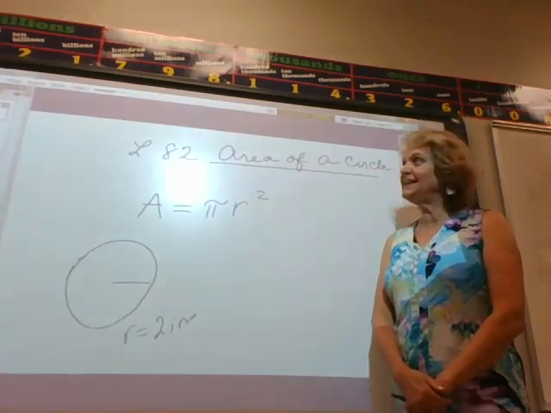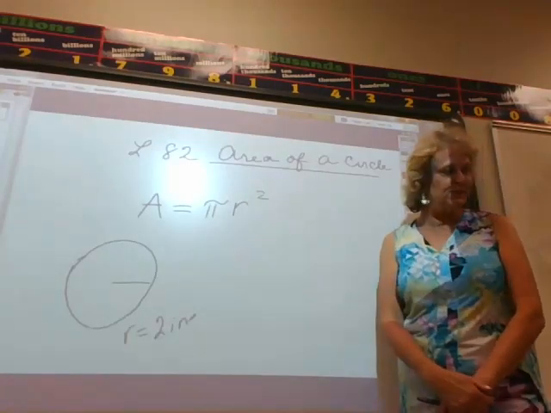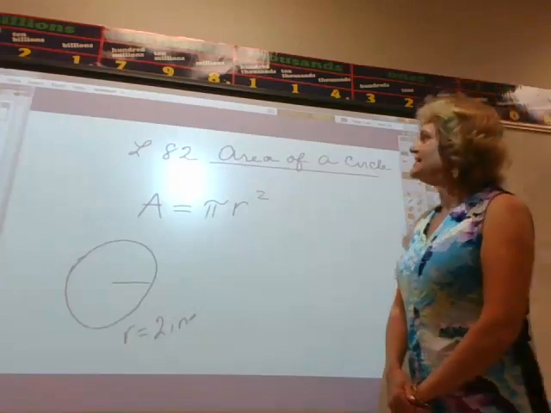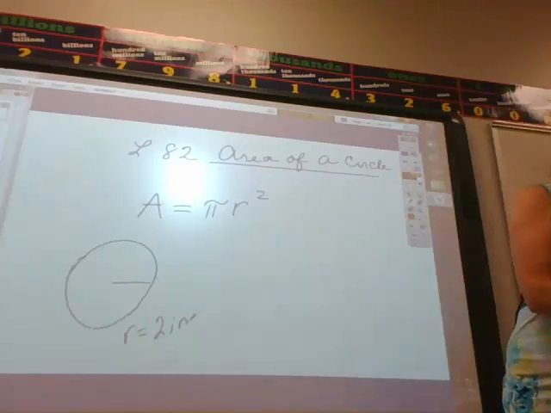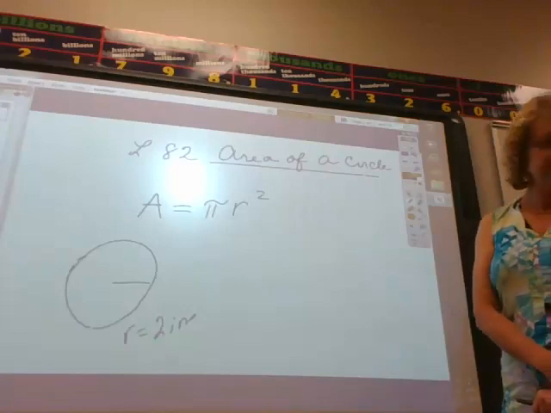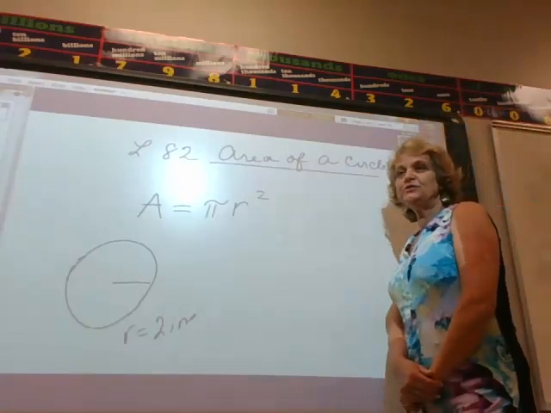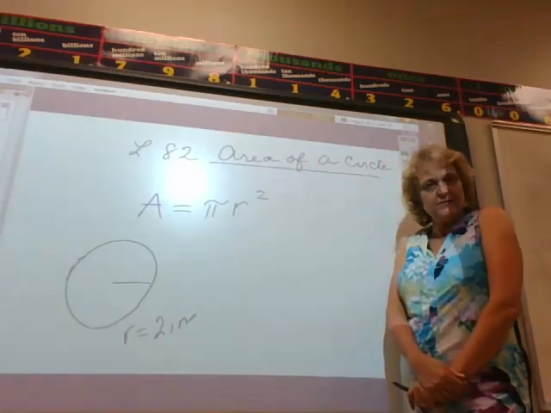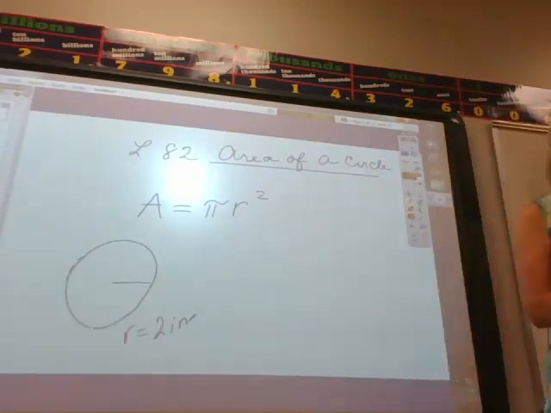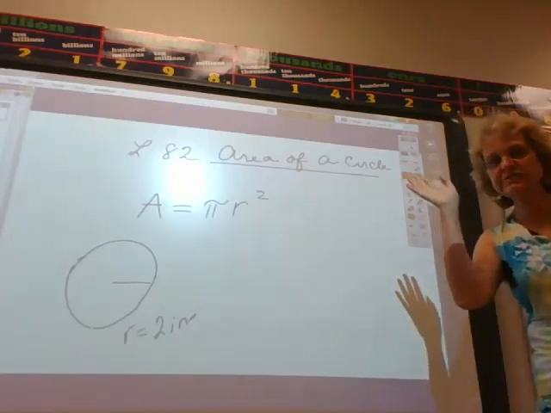Right, hello everybody. We are on lesson 82. This lesson is on the area of a circle. You'll find it on page 569. And if you take the time to read over the lesson in your book, you're going to get all kinds of fun information about how the area was figured out by the great mathematicians of old.